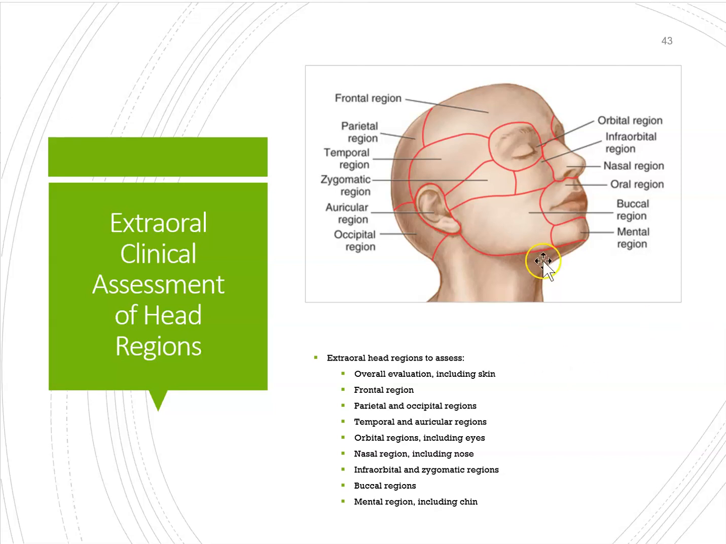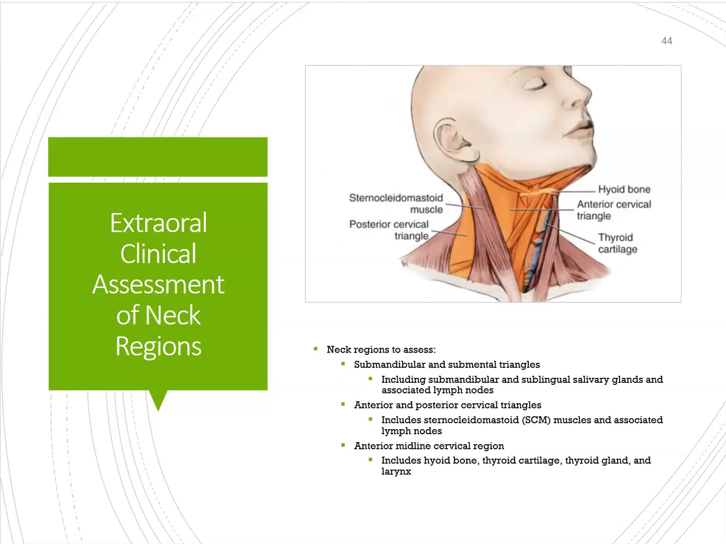So when you do an extraoral clinical assessment, you are looking at all extraoral head regions. The frontal region, the temporal, which is near the temple, the parietal, which is the side of the skull, the zygomatic, which is your cheekbone, auricular, that's the ears, and occipital, that's the very back of your head. Make sure you're looking at all regions, including the buccal region, which is the cheek region. Mental is your chin. So be familiar with these terms and know that you are looking at each and everything. You're palpating and you are visually looking as well.